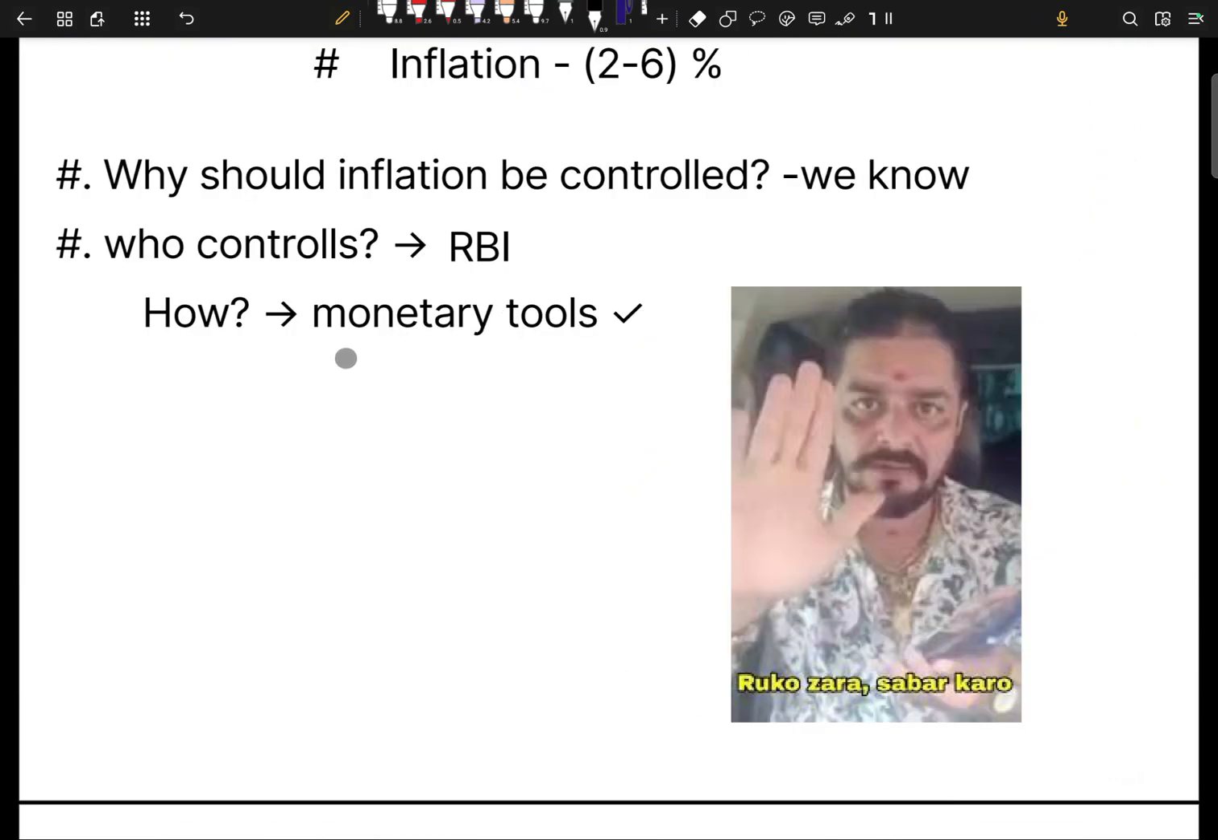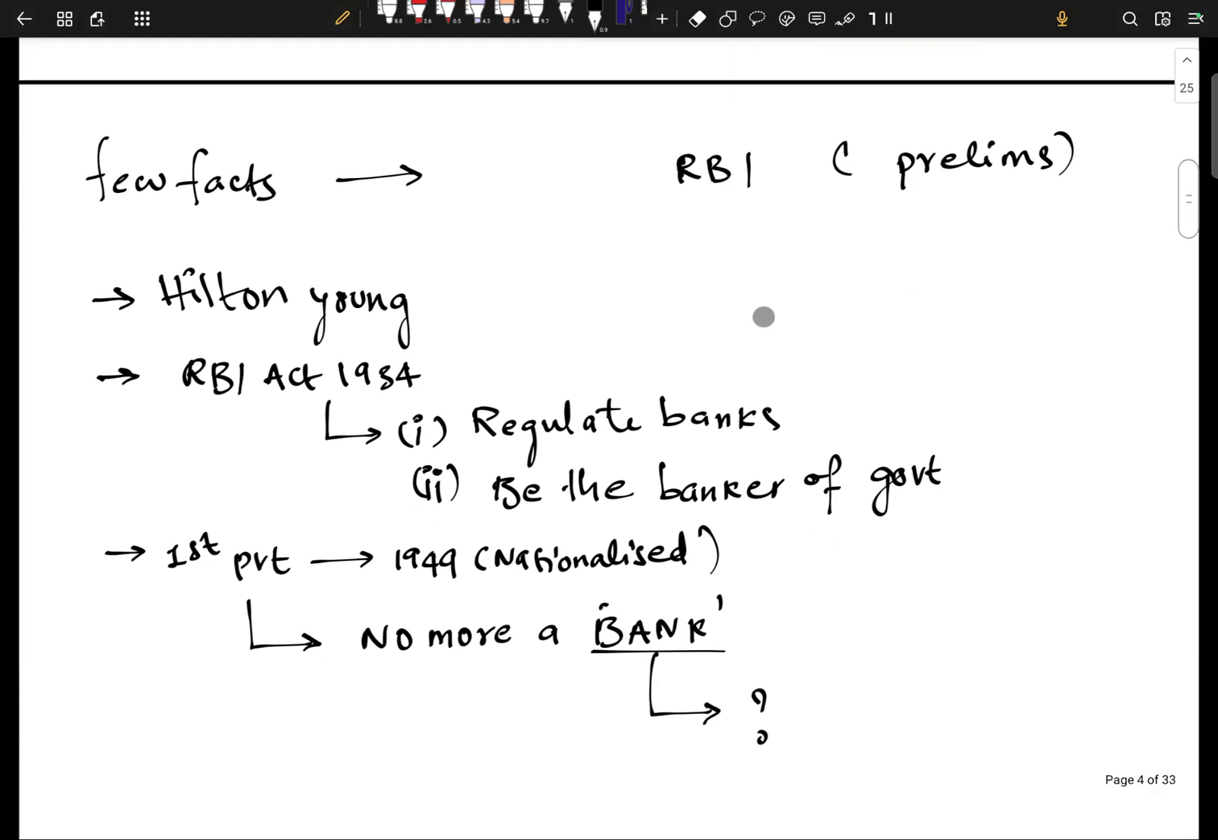How does RBI control the price rates in the market? How does RBI control the inflation in the market? Through using something called monetary tools. Before going into what monetary tools are and how these monetary tools will be helpful in decreasing or increasing inflation, let us look at a few facts of RBI which are very relevant for the prelims.